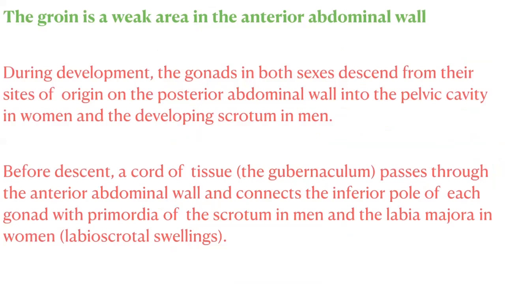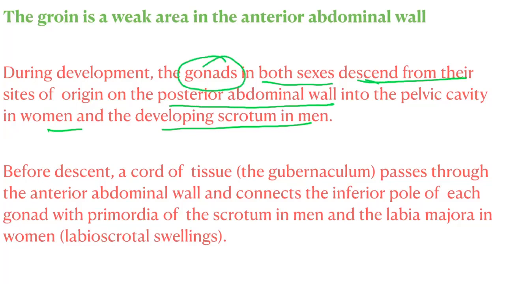and we have to know why the groin region is weak in the anterior abdominal wall. The region of the groin is weak in the anterior abdominal wall because of embryological development. During development, the gonads in both sexes descend from their sites of origin on the posterior abdominal wall into the pelvic cavity in women and the developing scrotum in men. So the gonads are not usually in their place as in adults. In intrauterine life, they are on the posterior abdominal wall. They descend into the pelvis.